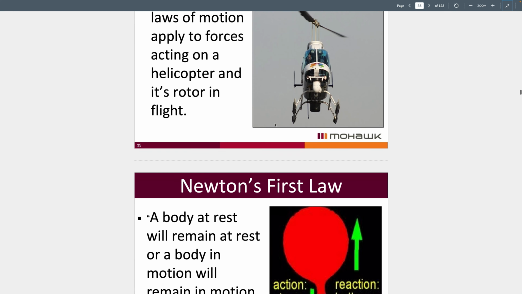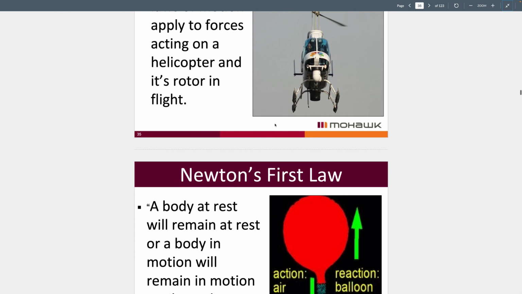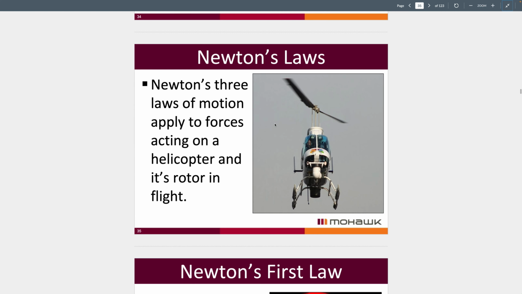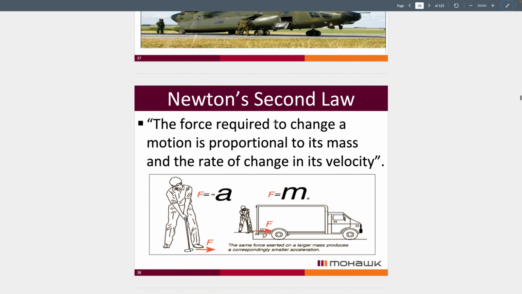So it's basically an example of Newton's third law: for every action there will be an equal and opposite reaction. Basically, that centripetal force is the force that is required to keep the system in equilibrium because of the centrifugal force that's trying to pluck the blades out.